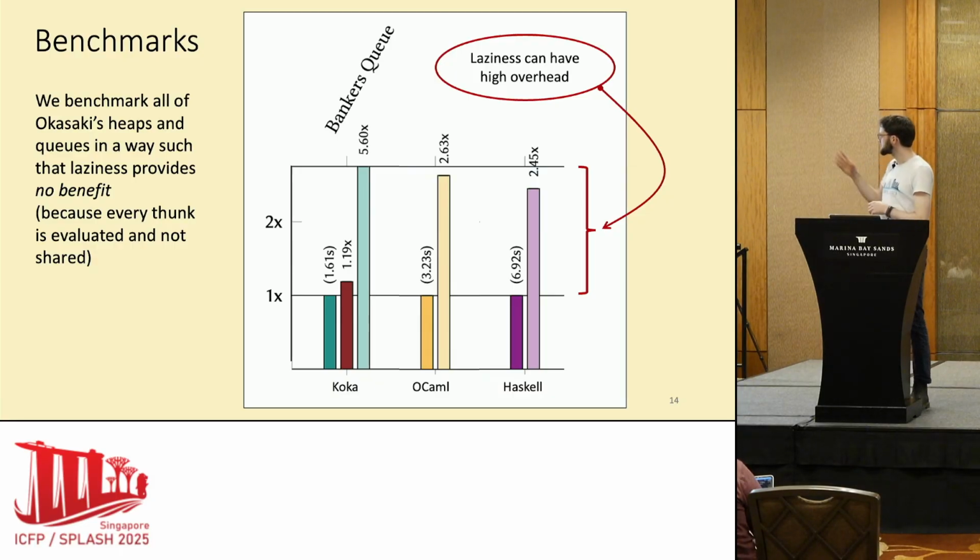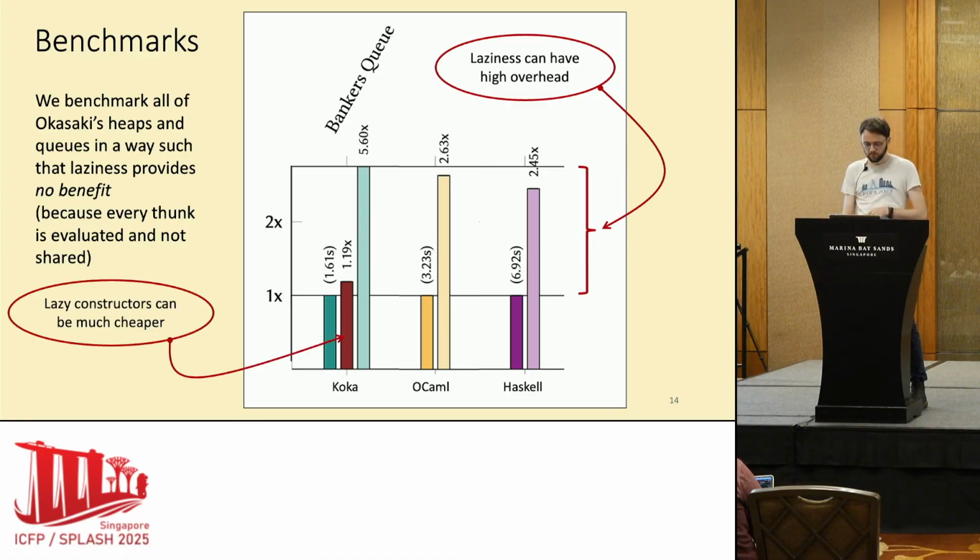So in Coca, the overhead in this case is even 5 times, because maybe in Coca, laziness is not that well optimized. But even in a language like OCaml or Haskell, you can have a pretty high overhead just from the allocations. But what we see here in red is that our version with lazy constructors can be much cheaper. And in particular, for the banker's queue, that one uses the streams with the append a lot, where we can save a lot of allocation and are a lot faster because of that reason.